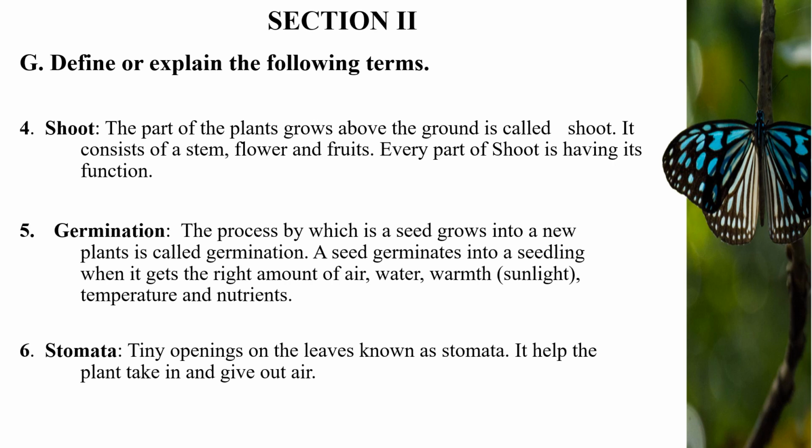It consists of a stem, flower and fruits. Every part of shoot is having its function. Fifth, germination. The process by which a seed grows into a new plant is called germination. A seed germinates into a seedling when it gets the right amount of air, water, warmth, temperature, and nutrients. Stomata. Tiny openings on the leaves known as stomata. It helps the plant take in and give out air.